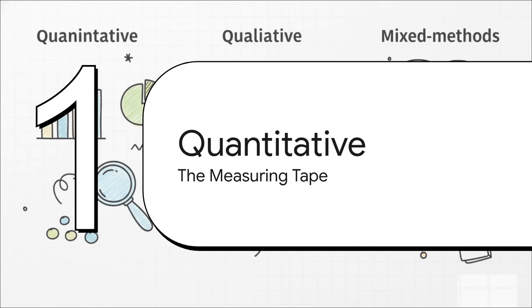First up in the toolkit, we have the quantitative measuring tape. This is your tool for precision. You pull this out when you need to measure relationships between things, compare different groups, and test a very specific hunch or theory you already have. If you want to know how much, how often, or to what extent, this is your go-to for sure.